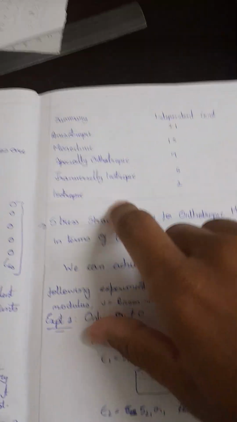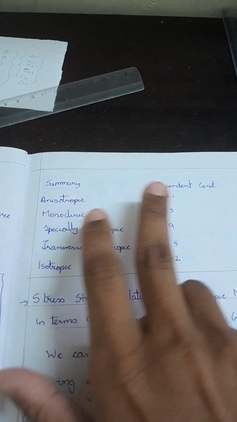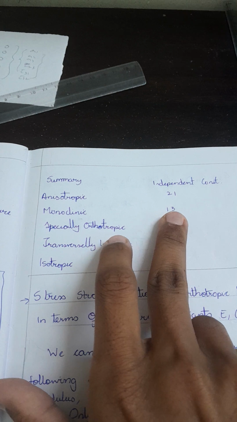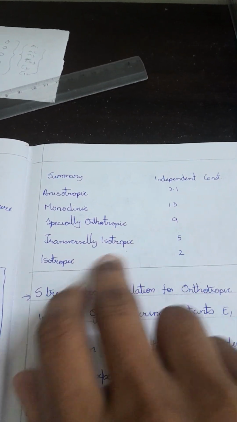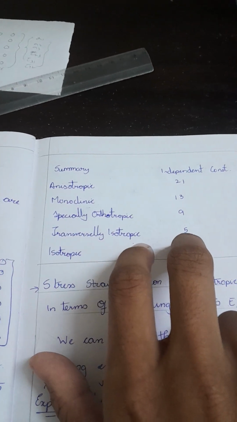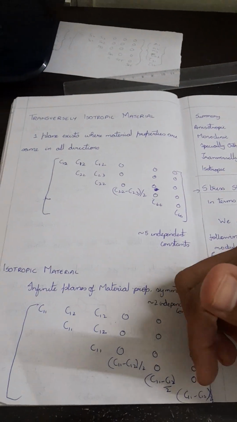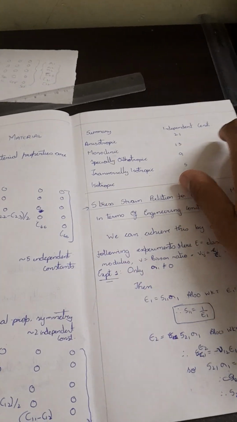So in summary, if I have to list the relationships, for an anisotropic material, we've got 21 independent constants. For a monoclinic material, we've got 13 independent constants. For a specially orthotropic, we've got 9 independent constants. For a transversely isotropic, we've got 5, and for isotropic, we've got 2. When I am talking about isotropic, we're just using C12 and C11. We're just oscillating between these two values, and hence there are only 2 independent constants.